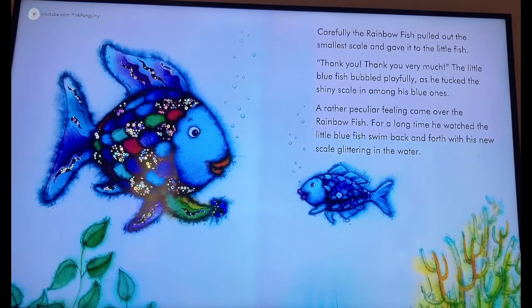Carefully, the rainbow fish pulled out the smallest scale and gave it to the little fish. "Thank you very much," the little blue fish bubbled playfully as he tucked the shiny scale in among his blue ones. A rather peculiar feeling came over the rainbow fish, and for a long time he watched the little blue fish swim back and forth with his new scale glittering in the water.